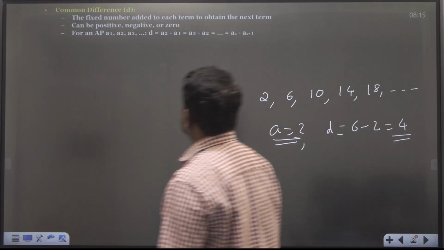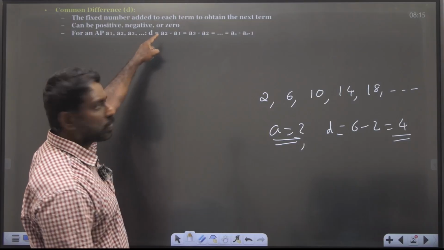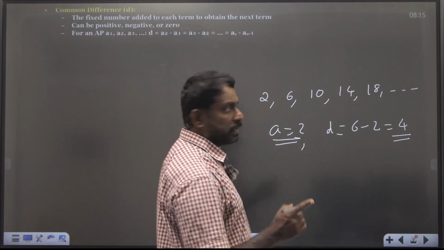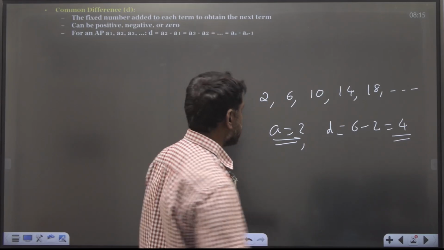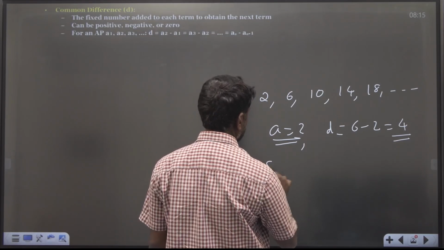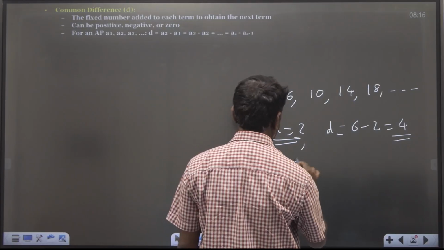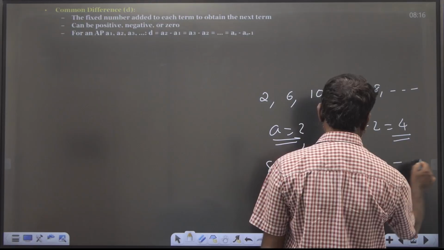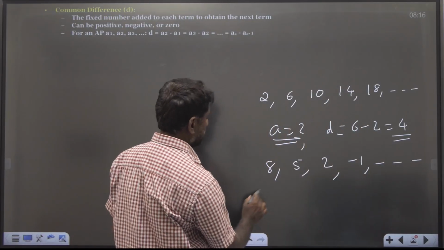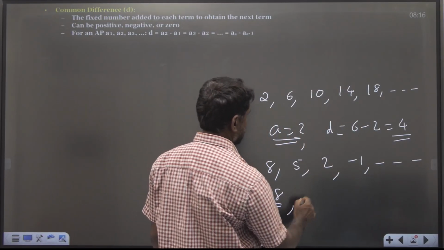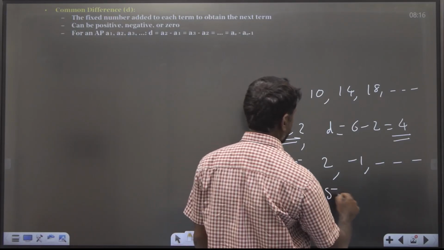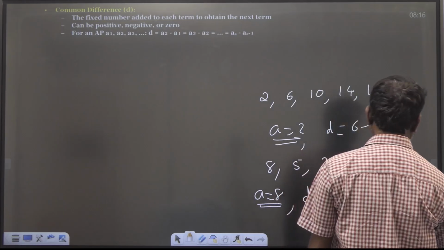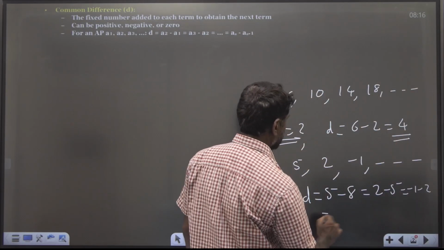That is d. It can be positive, negative, or 0. Here it is positive. Already we discussed a common difference with a negative number. For example, 8, 5, 2, minus 1, etc. Look here. The first term a is equal to 8. What is the common difference? d is equal to 5 minus 8, or 2 minus 5, or minus 1 minus 2. All are equal to minus 3.